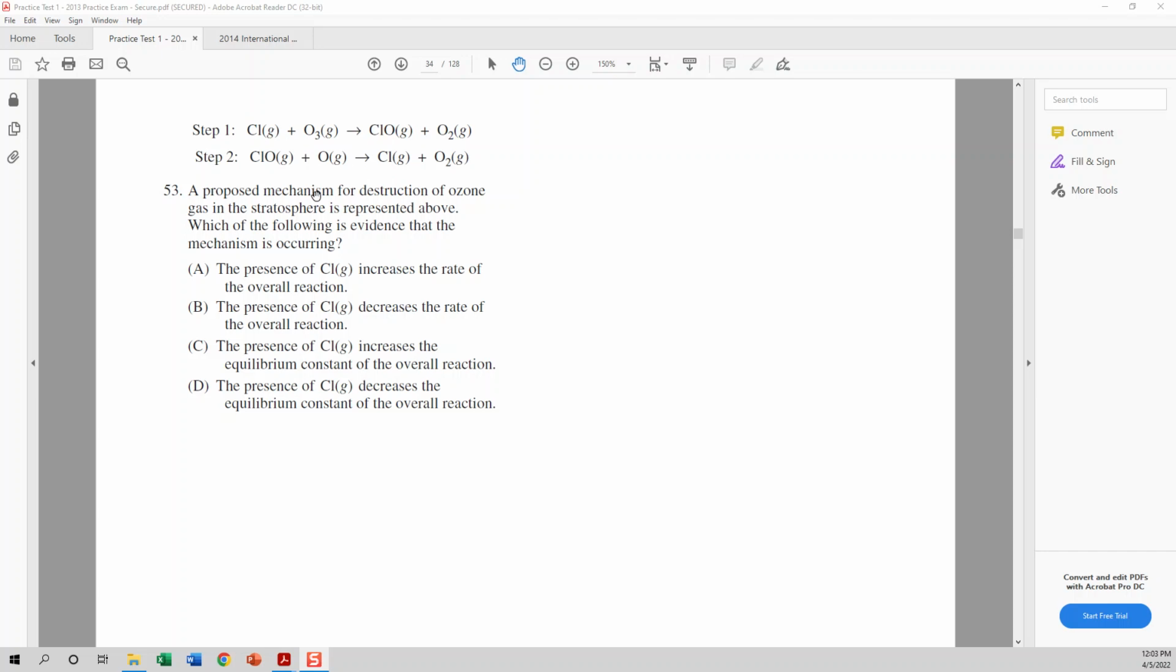The question here is, here's a proposed mechanism for the destruction of ozone. Which of the following is evidence that the mechanism is occurring? And I'm going to guess it's A, because it's saying the presence of chlorine increases the rate of the overall reaction, and that's what a catalyst does. And chlorine is a catalyst in the mechanism, so that's what they're saying here.